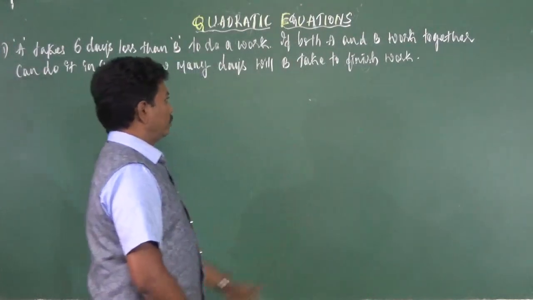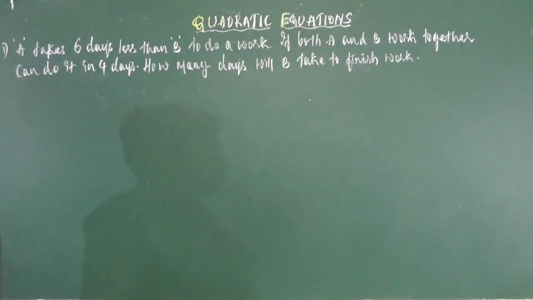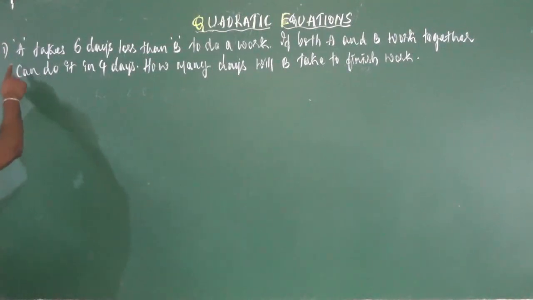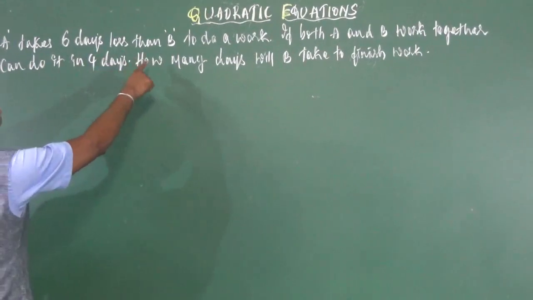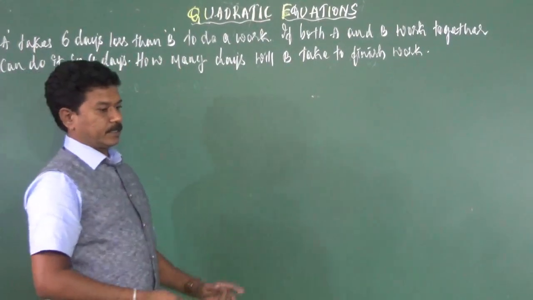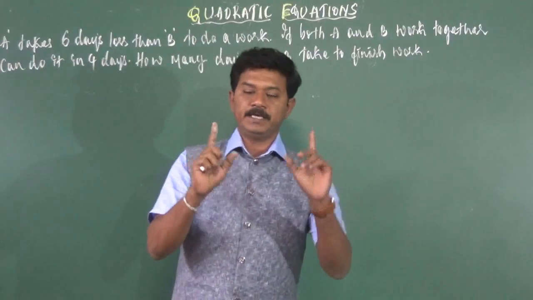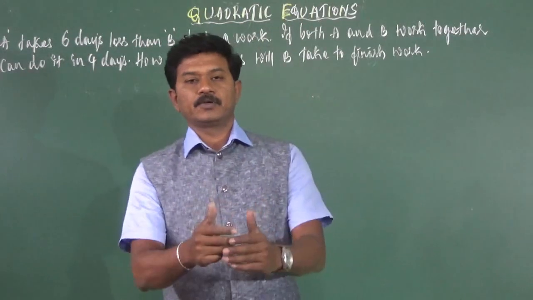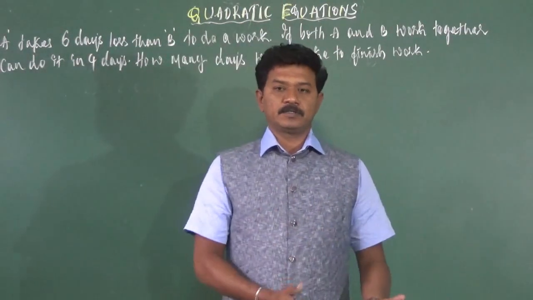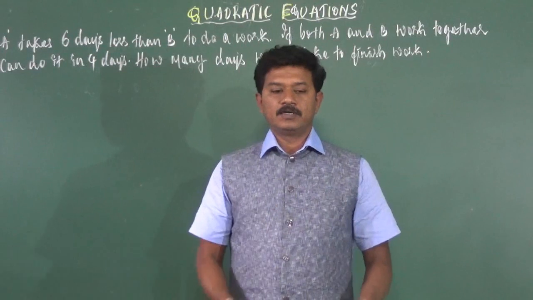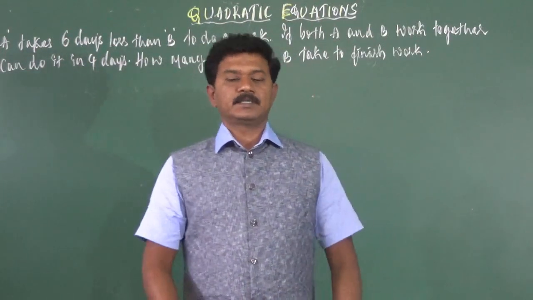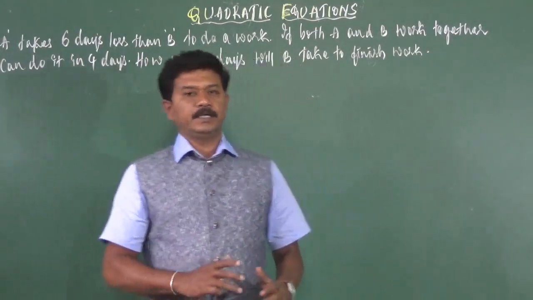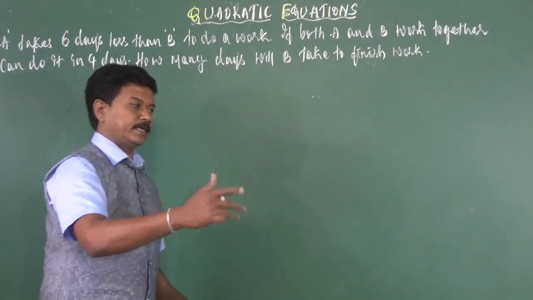So we have a problem on the board, very tricky, very nice, very beautiful problem. Okay, here A takes 6 days less than B to do a work. There are 2 characters here, one is A, another is B. Both have been allotted a particular work to do. Maybe stitching of cloths, maybe building of a wall or digging the earth, something. Some work has been allotted to both A and B. So this is the condition. A is a character, B is a character, right?